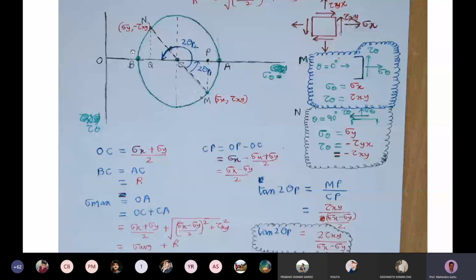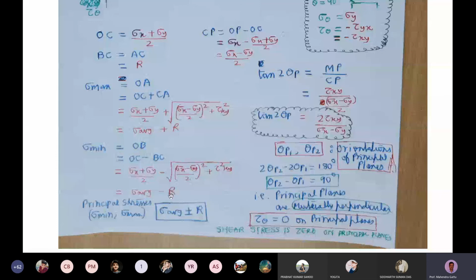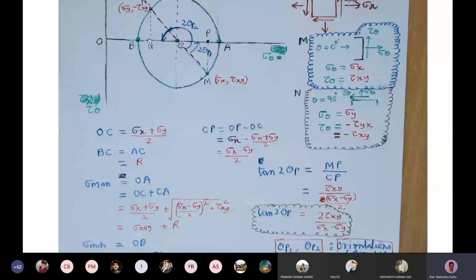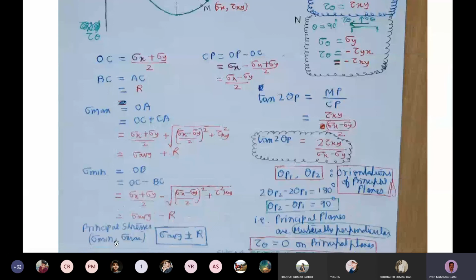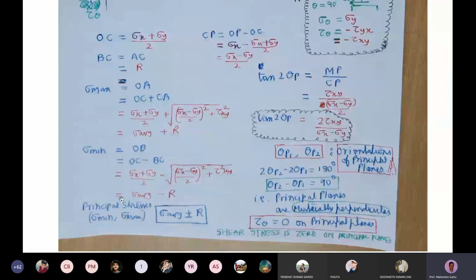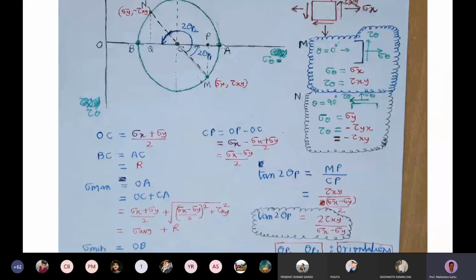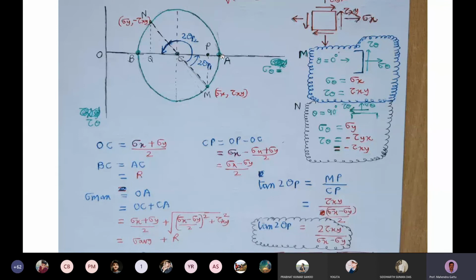Again, OC is sigma average, CB is the radius. So we will get sigma average minus radius. So the maximum normal stress is OA, the minimum normal stress is OB. These maximum and minimum values are called the principal stresses. The sigma maximum and sigma minimum are called the principal stresses. And for these principal stresses, what is the shear stress? At point A, what is the shear stress? What is tau theta? Tau theta is 0. Similarly, for point B, the shear stress is 0.